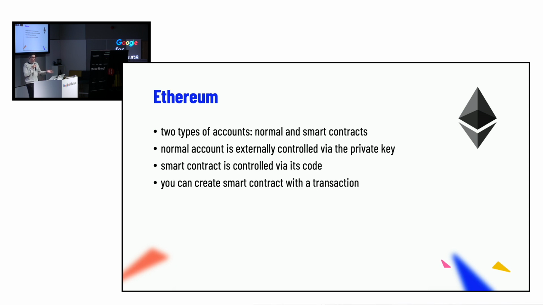You can create a smart contract by writing in a language called Solidity, compiling it, and then sending a transaction to the zero address with the bytecode of that smart contract. And once you do that, it's possible to call the functions of the smart contract via other function calls.